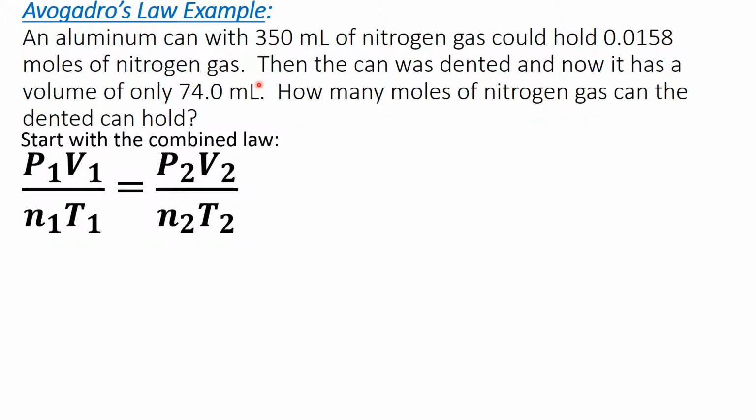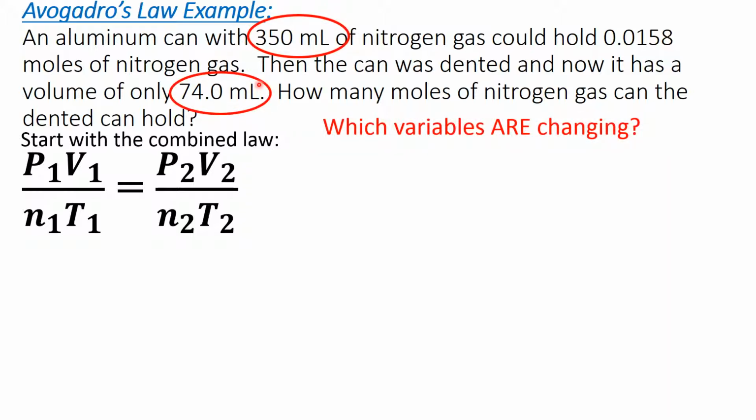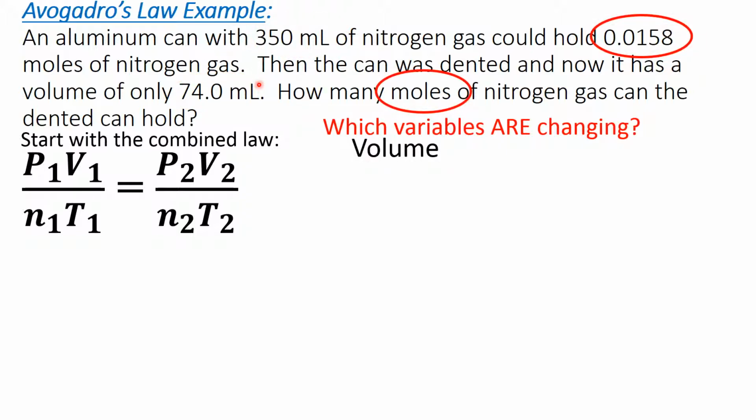Well, again, we're starting with our combined law. We take a look at the variables that are changing. Again, we see volume, but this time we also see moles. We see 0.0158 moles, so that's got to be N1. And then we have the question, how many moles can the can hold at the end? So that's going to be N2, and that's our unknown. So we're looking at an equation that has volume and moles in it.